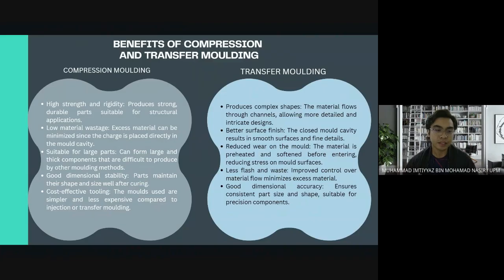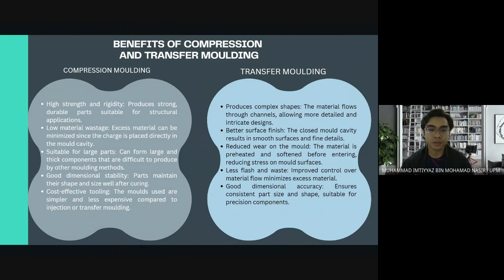And it's the oldest and cost effective tooling. The molds used are simpler and less expensive compared to the others. For transfer molding, the shape can be complex, so we can produce more complex shapes because the material flows through the channel, allowing more detail and more design. Then the surface is also better finished because of the closed mold cavity.